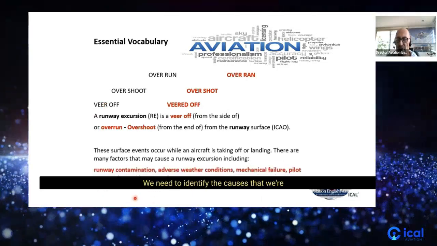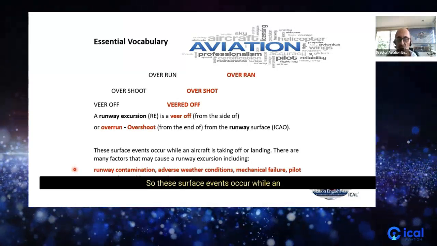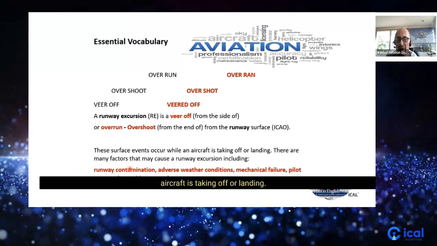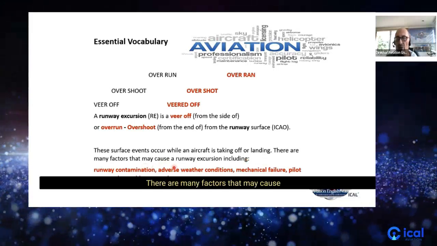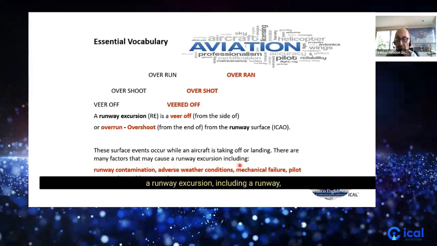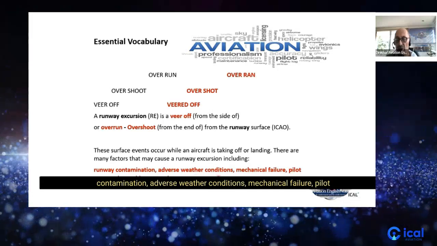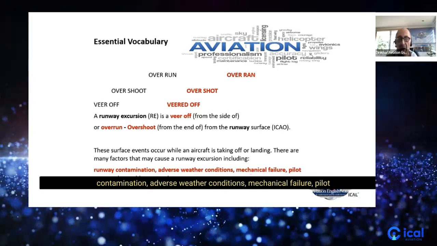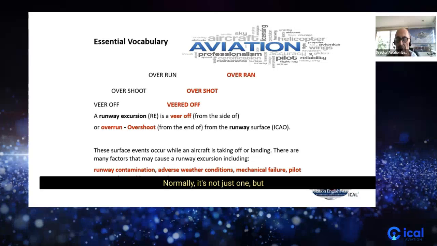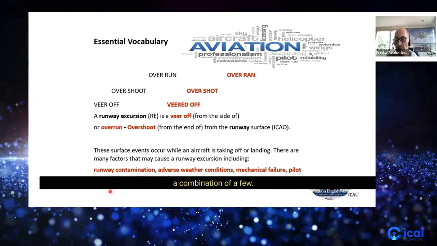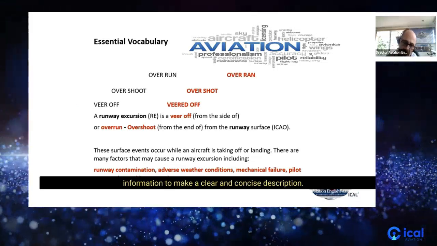Also, we need to identify the causes that we're going to talk about in this module today. So these surface events occur while an aircraft is taking off or landing. There are many factors that may cause a runway excursion, including runway contamination, adverse weather conditions, mechanical failure, pilot error, and unstable approaches. Normally, it's not just one, but a combination of a few. So we need to be able to identify this information to make a clear and concise description.